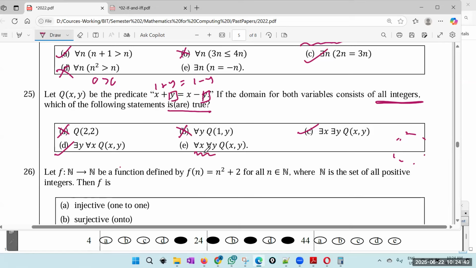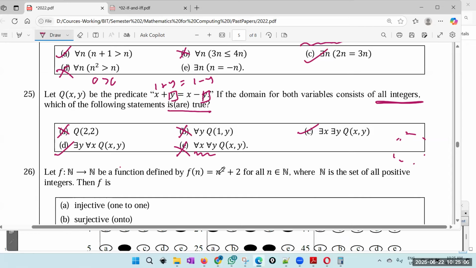Right. What is the contradiction here? For example, 5 plus 2 is 7, 5 minus 2 is 3. Not correct. We have got a contradiction. So my answer is C and D. Yes, C and D.